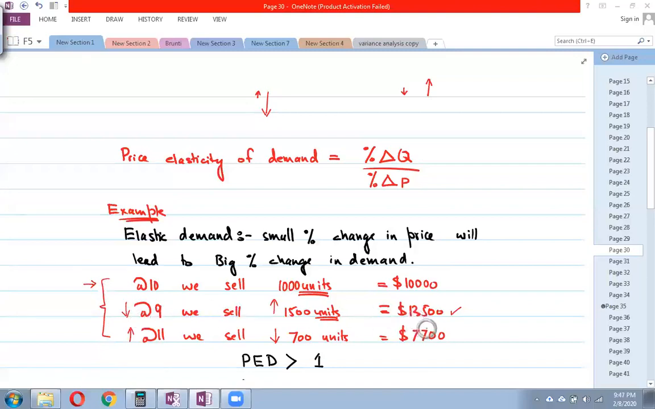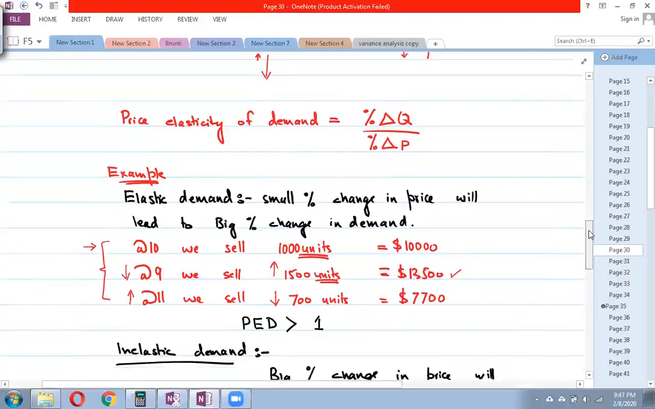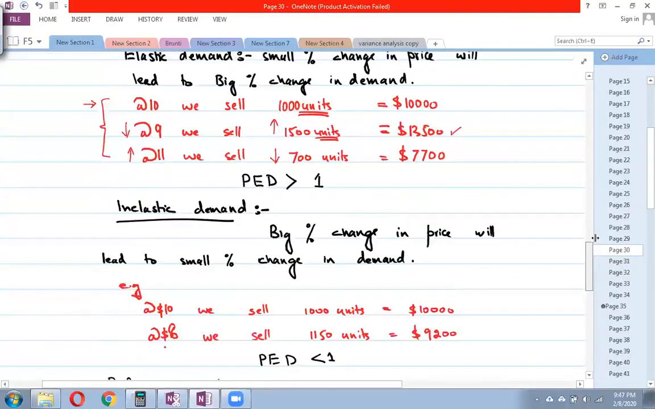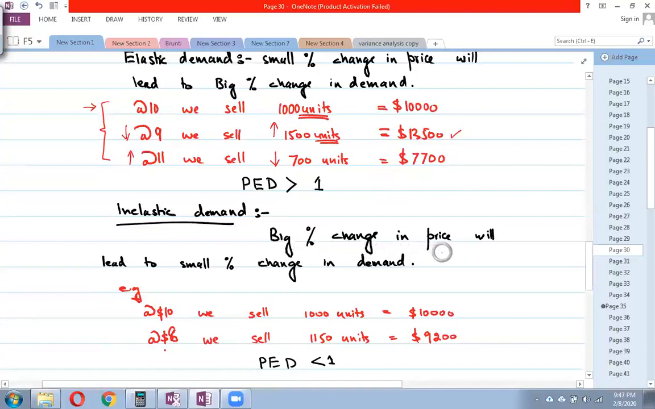We should reduce the selling price because when you reduce the price a little bit, demand will increase a lot, right? For elastic demand. Now, ignore for now what price elasticity of demand greater than one means. Let's look at the other example, right? Inelastic demand. A big percentage change in the price will lead to a small percentage change in the demand. So if you increase the price a lot, demand will be reduced, but just a little bit.